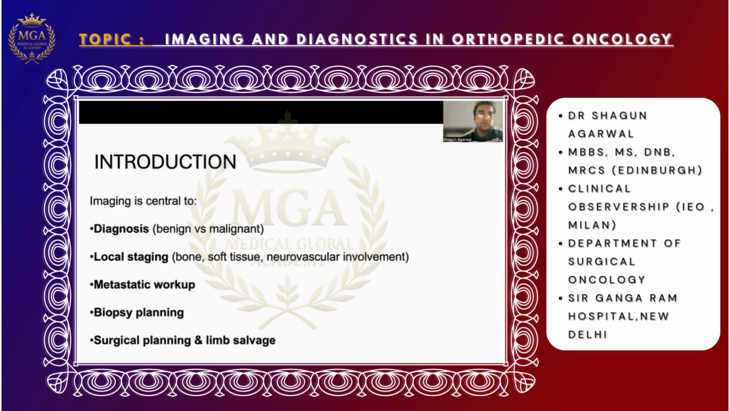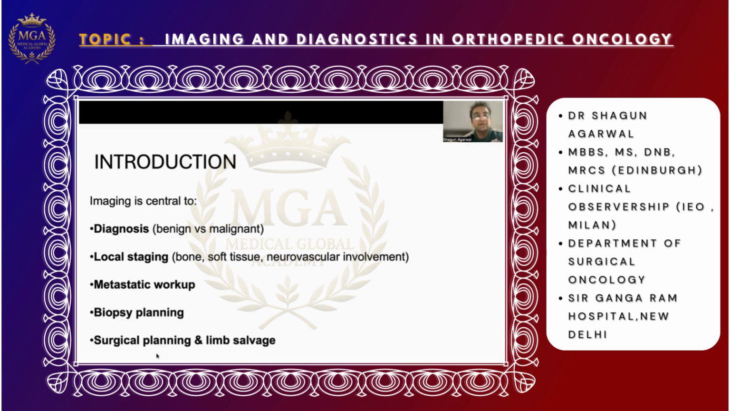decision making. So starting with the introduction, imaging remains central to diagnosis, whether it's a benign or a malignant case. For the T staging, that is the local staging, for bone, soft tissue, and neurovascular involvement. Metastatic workup, that is the N and the M staging. Biopsy planning, for which plane to go through. Guided biopsies, and then surgical planning and limb salvage.